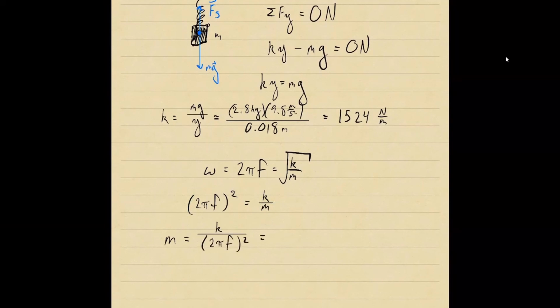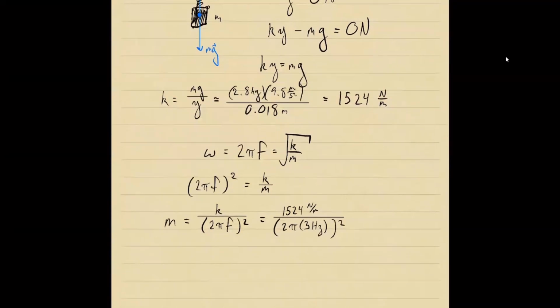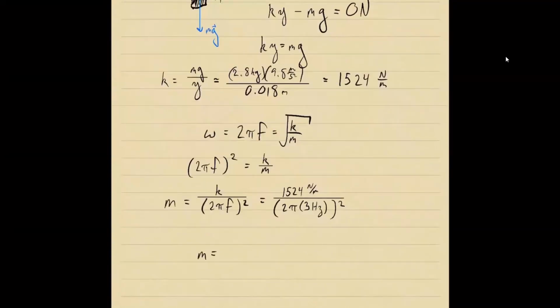And we know that k is just 1,524 newtons per meter. And we want our frequency to be 3 hertz. So this is going to be 2 times pi times 3 hertz, and we're going to square all that. So this gives us a mass of about 4.3 kilograms. All right, so that's the answer to our problem.